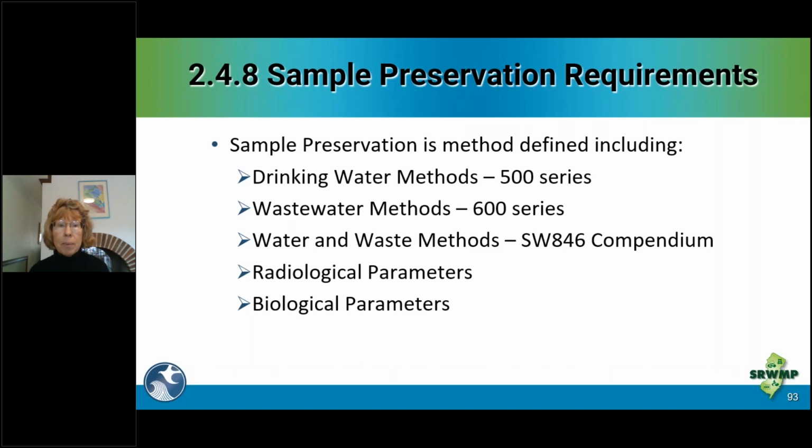So our last of 8 topics, 2.4.8, sample preservation requirements. Sample preservation is method defined. We saw a few examples in previous slides. The first regulatory program that is very specific in defining the sample preservation, with no modification allowed, is the drinking water program. The second program of interest would be the wastewater program. The third program under regulatory is water and waste methods informed by the SW-846 compendium, which provides guidance on sample preservation. And the next programs discussed are the radiological parameters and biological parameters. These have separate preservation requirements. Next slide.